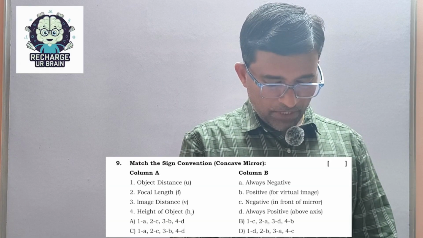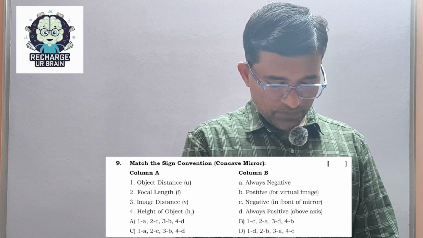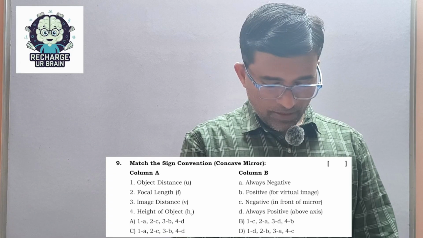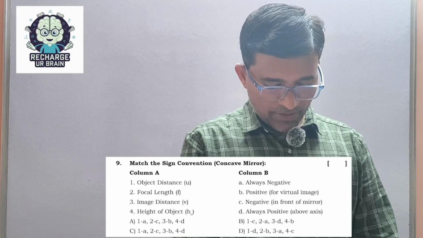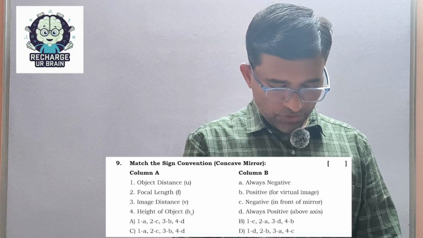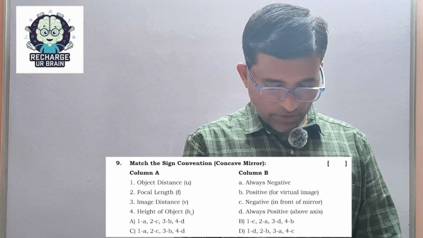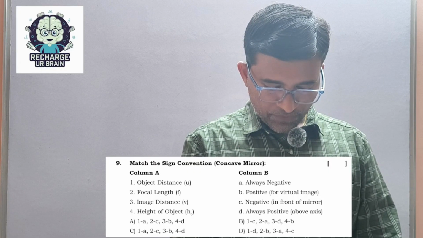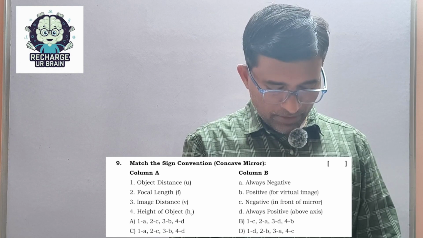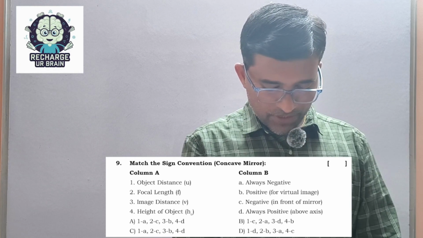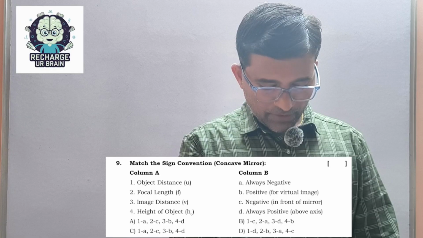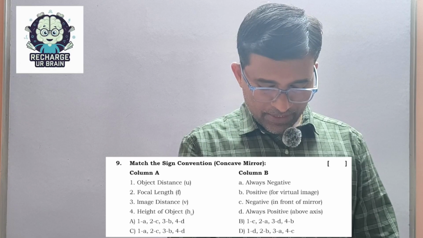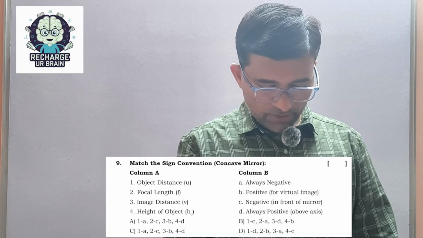Column A, column B, we have object distance U was given. It is always negative, we know that. Focal length F. For a concave mirror, focal length is negative, that is C in front of the mirror. And next one, third one, image distance. So for third one, image distance V is positive for virtual image.